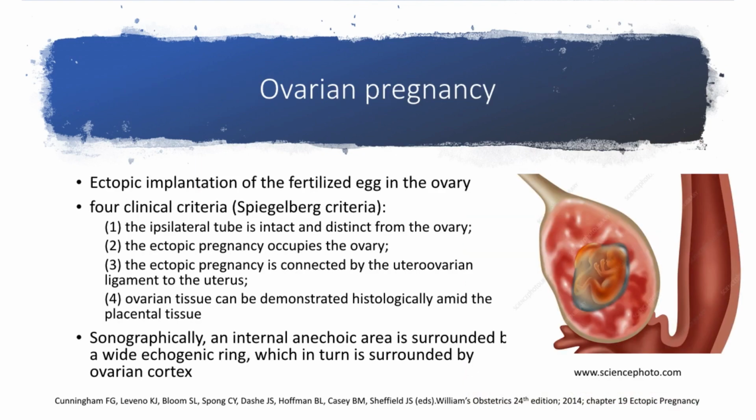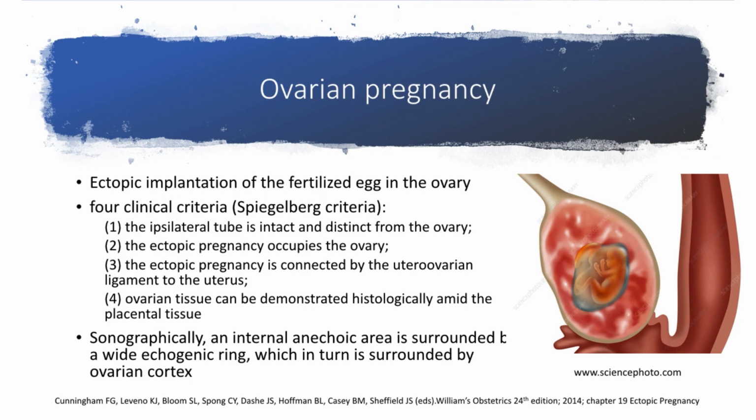So ovarian pregnancy, this is an ectopic implantation of the fertilized egg in the ovary. And then we have 4 clinical criteria for us to say that this is an ovarian pregnancy. This is what we call Spiegelberg criteria. So first is ipsilateral tube is intact and distinct from the ovary. The ectopic pregnancy occupies the ovary. The ectopic pregnancy is connected by the utero-ovarian ligament to the uterus. And finally, the ovarian tissue can be demonstrated histologically amid the placental tissue.